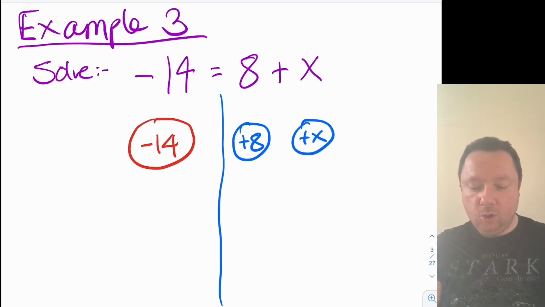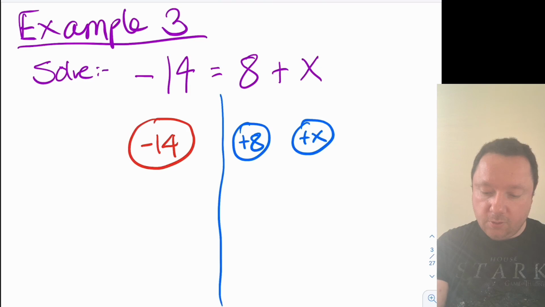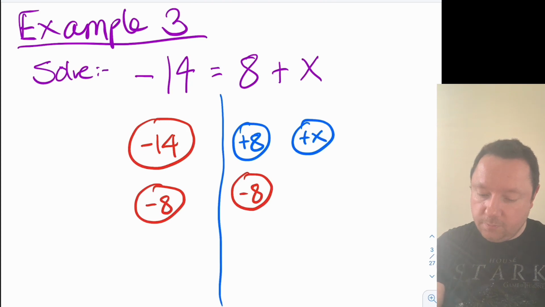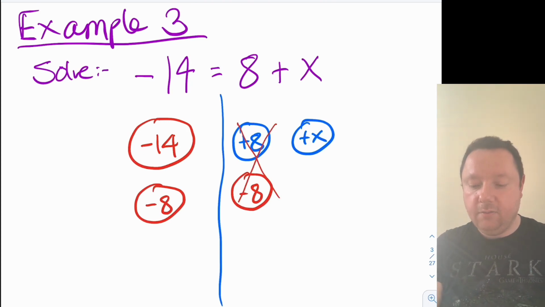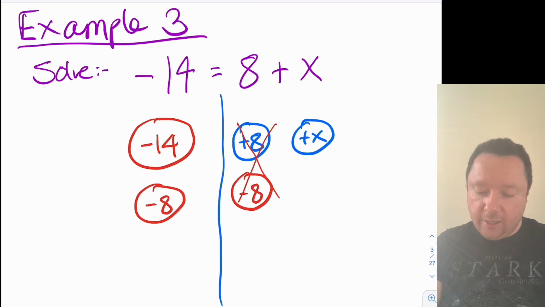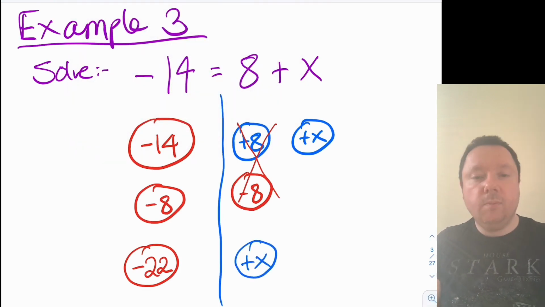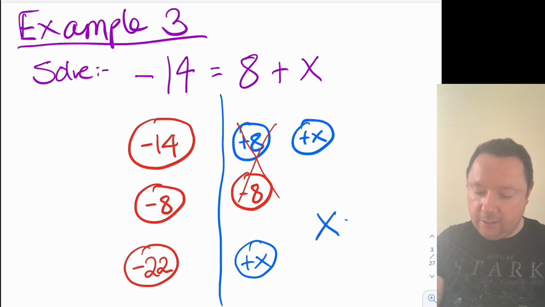We just want x on its own, so we need to get rid of this plus 8. The opposite of plus 8 is negative 8, so underneath that I can write minus 8. And I'm doing the same to both sides, so I'm taking away 8 here as well. So now these are cancelled. That's gone. 8 and minus 8 is nothing. So looking at the left hand side first, I've got negative 14 take away 8. Be careful with your sums here. That makes negative 22. And on the right hand side I've got plus x. So as soon as you've got that, just a plus x, we now know the answer is just x equals whatever's there, minus 22. Just like that.